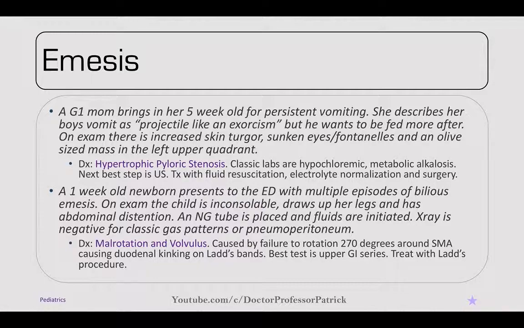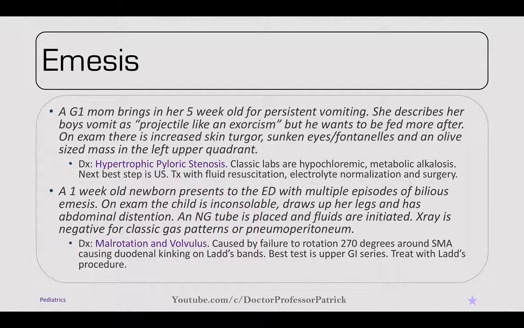And this is typical of hypertrophic pyloric stenosis, and this is common in firstborn males especially, and it's pathognomonic with an olive-sized mass in the left upper quadrant. So the classic labs here are hypochloremic metabolic alkalosis, and the next best step is to do an ultrasound to confirm, and you can treat this first with fluid resuscitation and electrolyte normalization, and then they'll do a surgery to remove the obstruction.